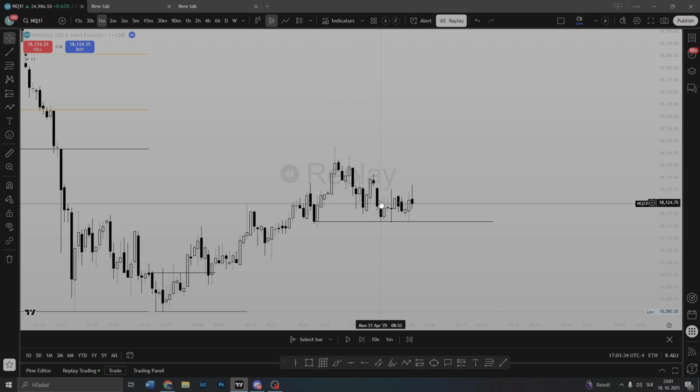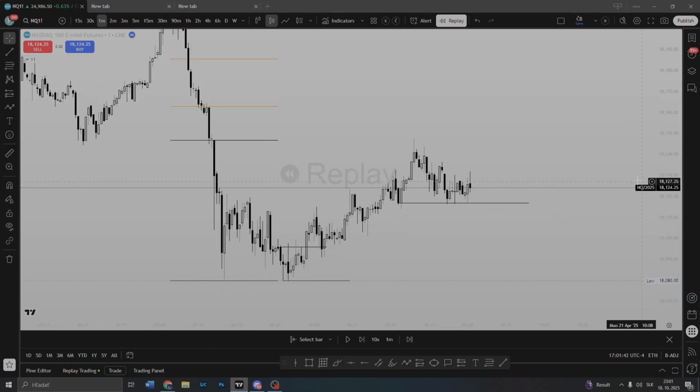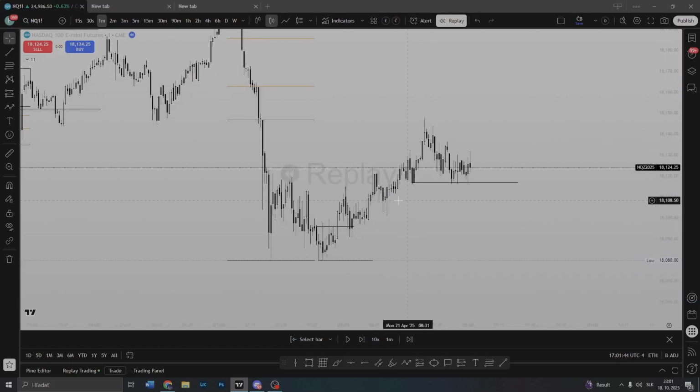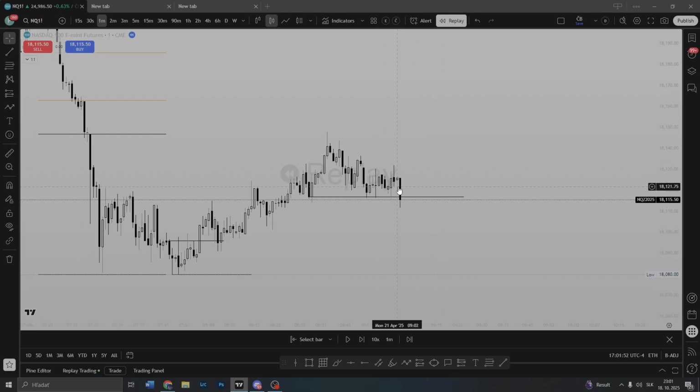Right, so now we are accumulating. We took internals and now I would like to see us finally close below that 8:34 candle and then possibly run some of this liquidity on the left. Nothing yet. Right, there we go. Strong candle closing below this accumulation on the left.